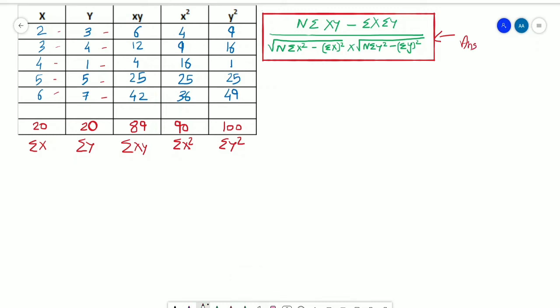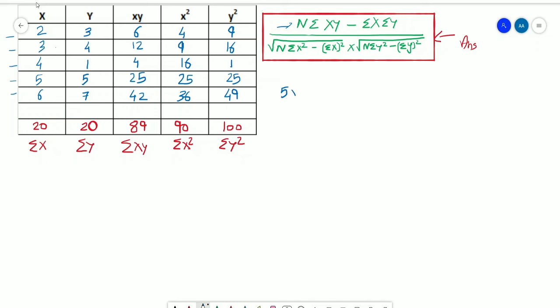So we'll start off with the value of n. Okay, what is the value of n? N is nothing but the number of observations. Okay, what is the number of observations? Just let us take the total. How many observations? It's 1, 2, 3, 4 and 5. So the value of n will be 5.